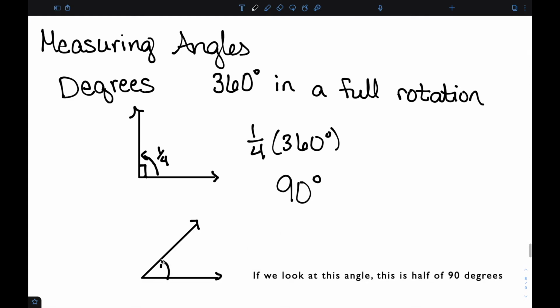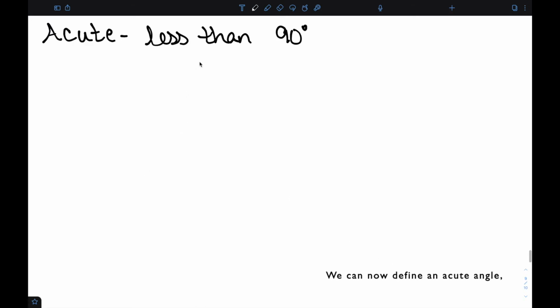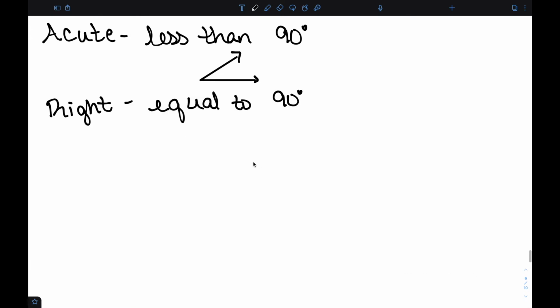If we look at this angle, this is half of 90 degrees, so its measure would be 45 degrees. We can then define an acute angle, which is an angle smaller than 90 degrees, something like this. A right angle is equal to 90 degrees, so it looks like this.